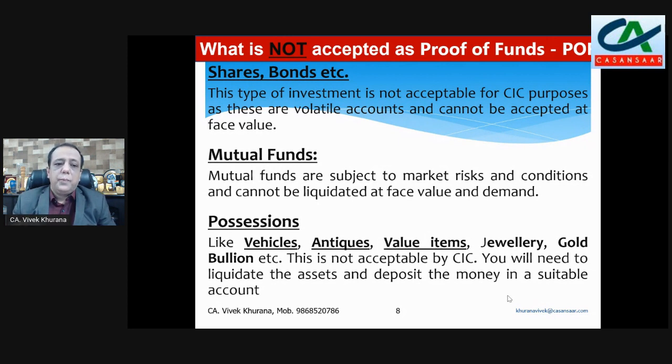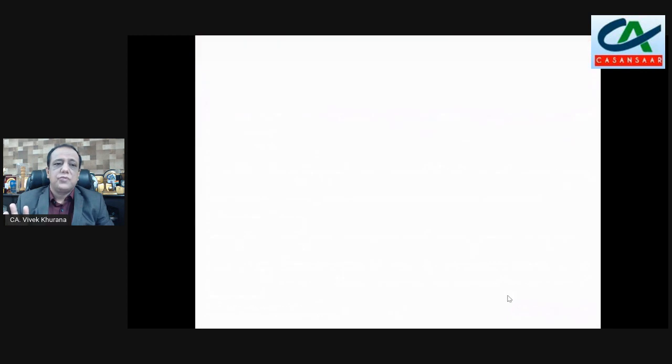Then possession, like if you have any vehicle, antiques, valuable item, jewelry, gold, bullion, that's also not acceptable as the proof of fund. Yes, if you have the share, you can liquidate and transfer the amount into the बैंक बैलेंस. आप बैंक में अमाउंट ट्रांसफर कर सकते हो, म्यूचुअल फंड भी आप लिक्विडेट कर सकते हो, vehicle you can sell it, antiques, gold, bullion, जो भी है ज्वेलरी, you can sell it out and then transfer into the bank balance. Then that one is accepted, but otherwise it's not accepted.